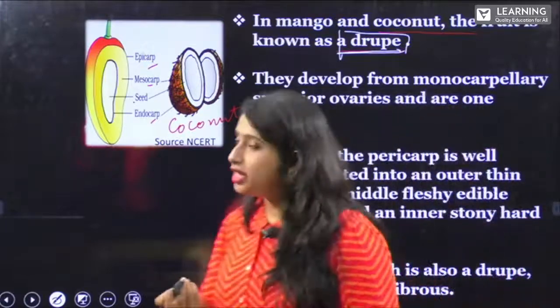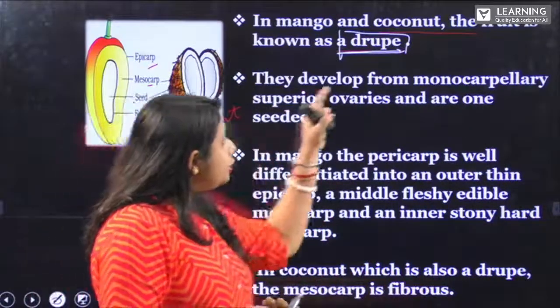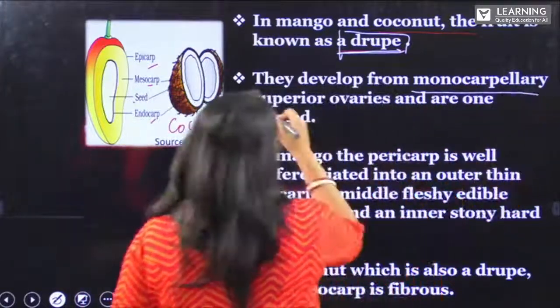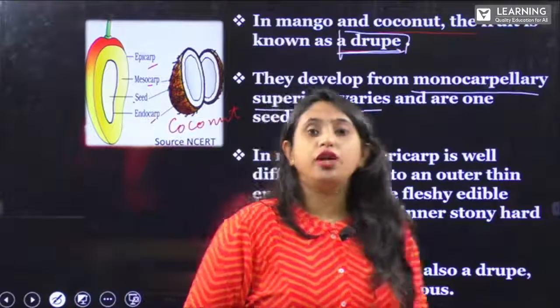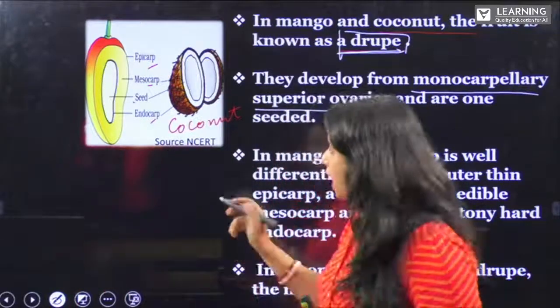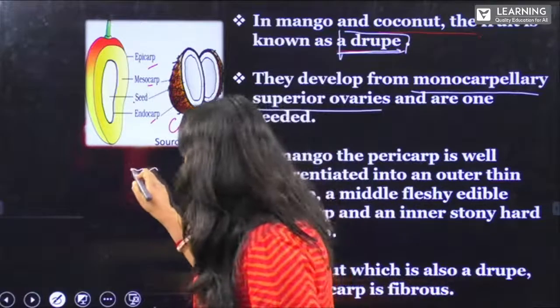Next, they develop from the monocarpellary superior ovary. In the last class we have learned about various arrangements of ovaries, right? So what happens in case of these superior ovaries?